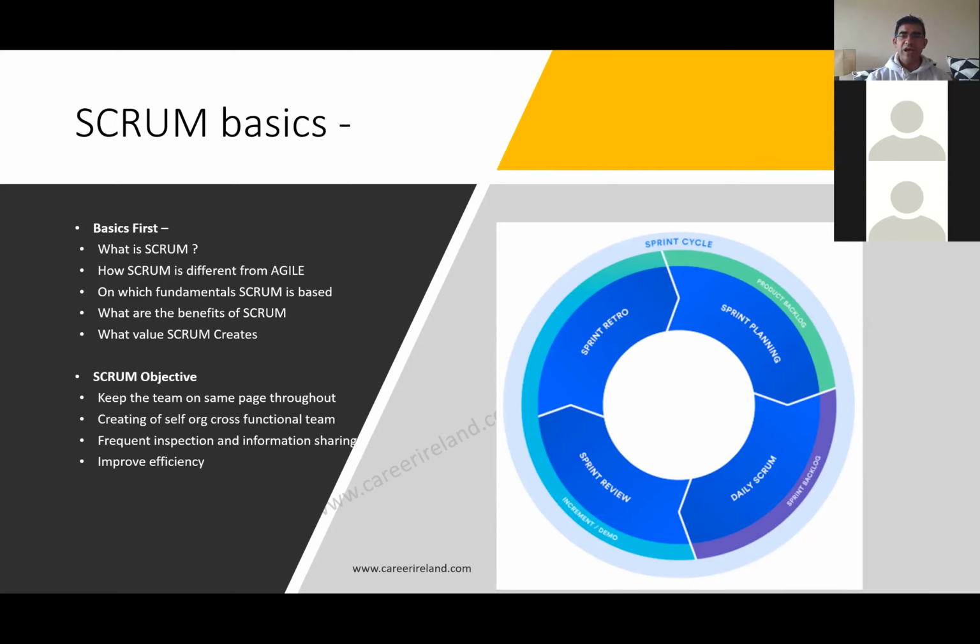And finally, because we have a self-organizing team, one of the major Scrum objectives is to improve efficiency. Efficiency can't be improved if someone dictates to you what to do. Efficiency can be improved when people understand their responsibility and deliver accordingly, when they have the motivation to deliver things rather than someone being on their back and kicking them to deliver things on a frequent basis. So that's how the Scrum objective is. Its objective is to have clear communication, improve efficiency, build customer collaboration, and make a cross-functional team. So these are all the Scrum objectives.